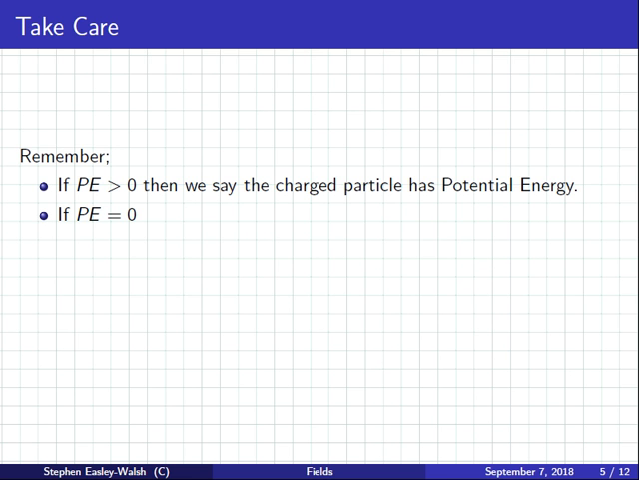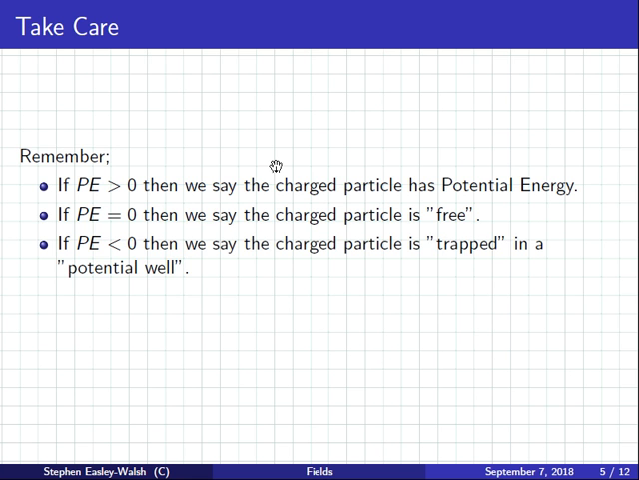If the potential energy is zero, we say the particle is free. Seems familiar? And if it's negative, we say it is trapped. Okay, since you forgot that, I think you should write it down again.